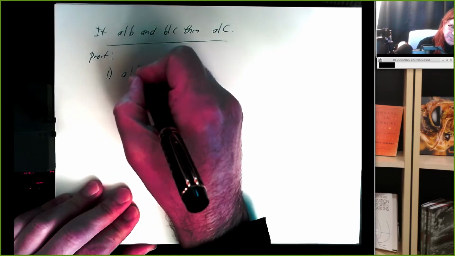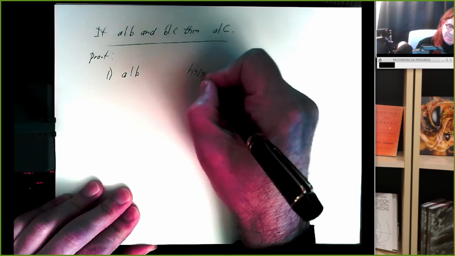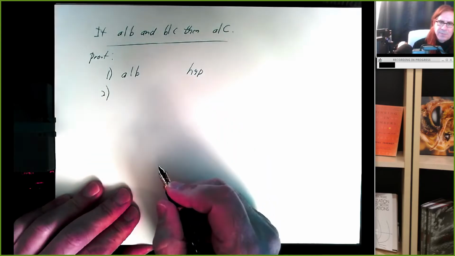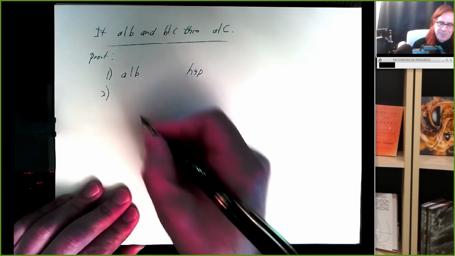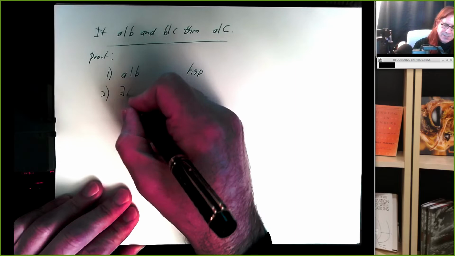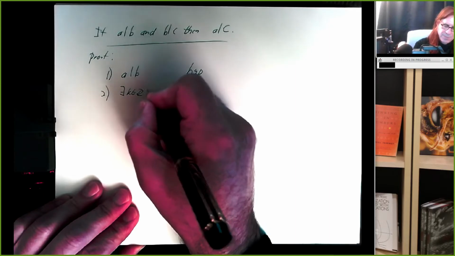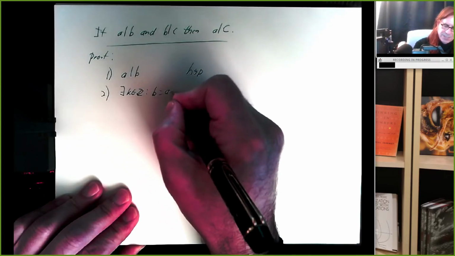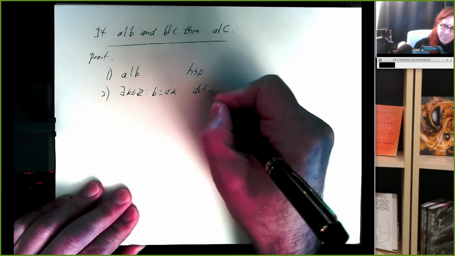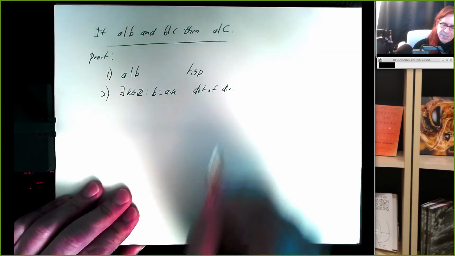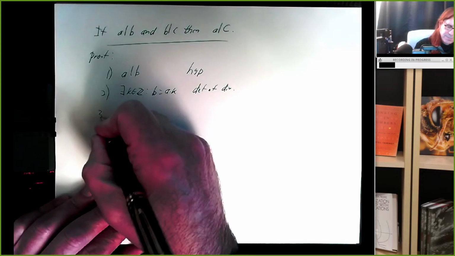Let's start with our hypotheses. A divides B. And then I'll go ahead and write out what that means. So there exists an integer k such that b equals a times k. That's the definition of divisibility.